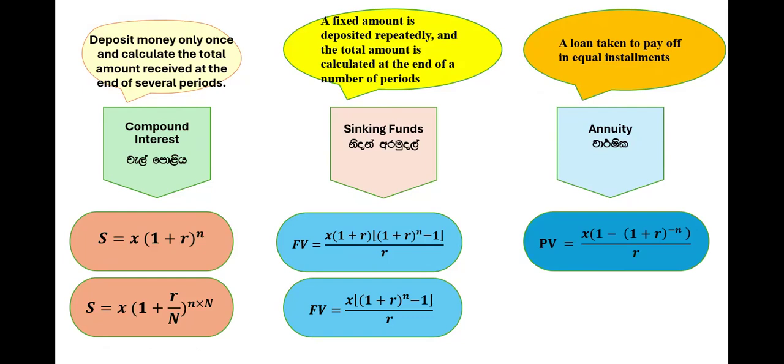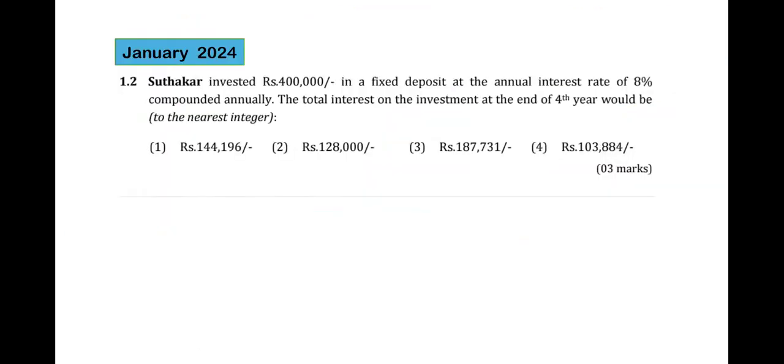Right. Now we get the examples. Examples means past paper questions. Right. Here is January 2024, question number 1.2. Sitakar invests 400,000 in a fixed deposit at an annual interest rate of 8% compounded quarterly. The total interest on the investment at the end of 4 years would be.